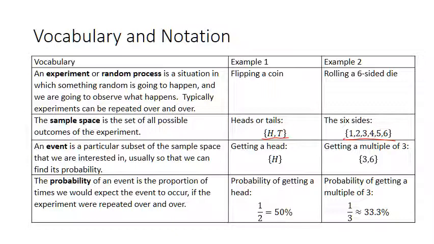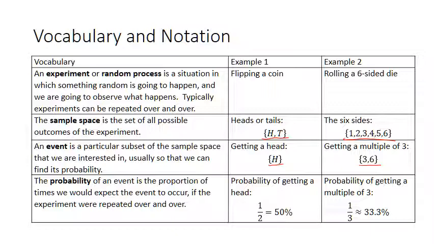Okay, then an event is a particular subset of the sample space that we are interested in, usually so that we can find its probability. So an event for flipping a coin could be getting a head, and then for rolling a die, an event could be getting a multiple of 3, so that would be 3 and 6. So those are subsets of the sample space.